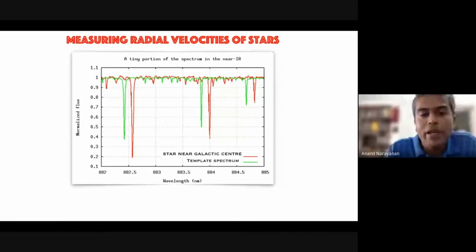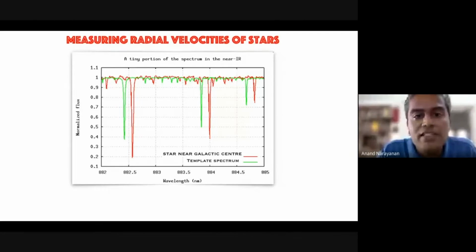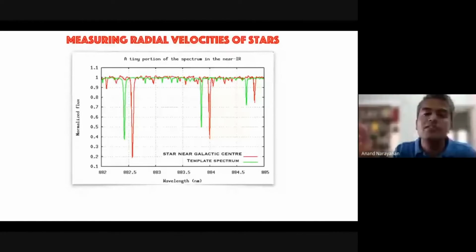So you may have studied Doppler effect. Okay, Doppler effect is there for sound. Doppler effect is also there for light. If a source that is emitting light is moving towards us, then the light will be shifted towards bluer wavelengths. And if the source is moving away from us, it will be shifted towards redder wavelengths.